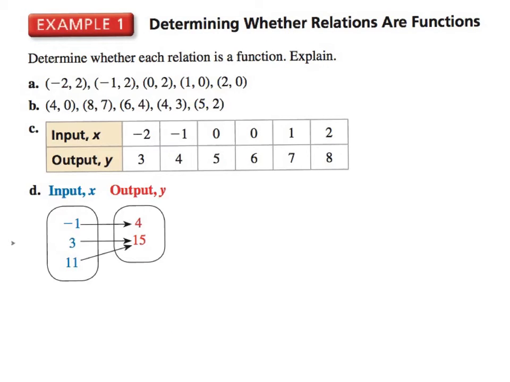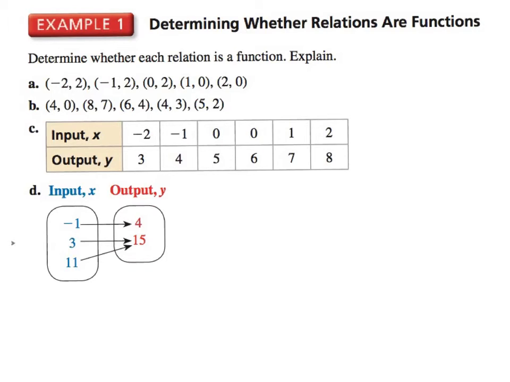All right, so let's go over example 1. We want to determine if each of these relations is a function. Remember, a relation is a relationship between x and y. I can give those in ordered pairs, in a t-table, or as a mapping. This is a mapping diagram. What we want to do is make sure that every input has only one output.